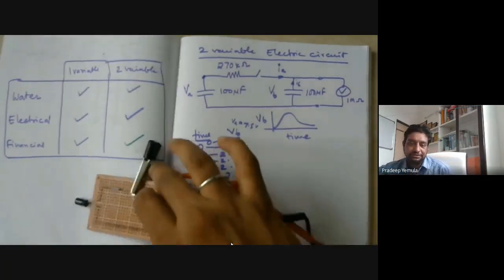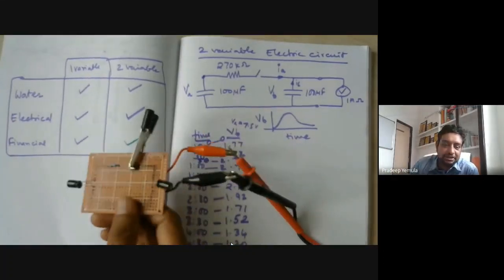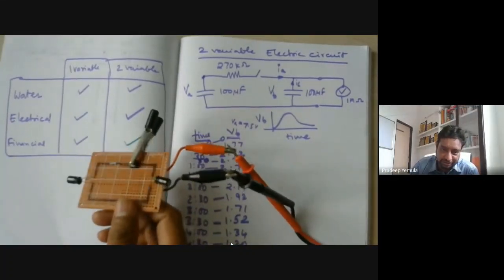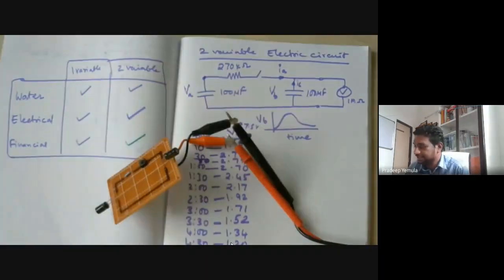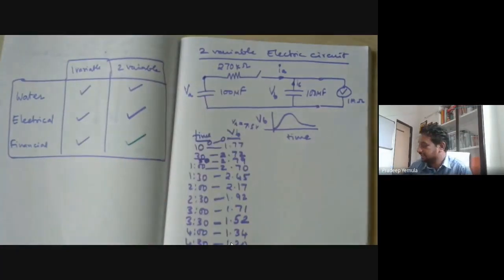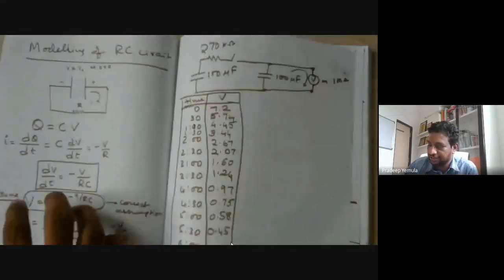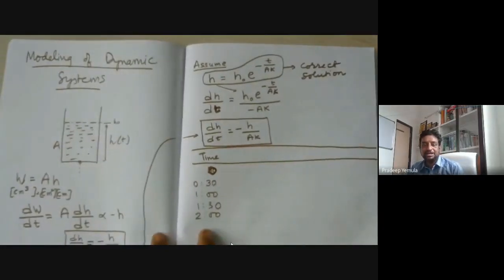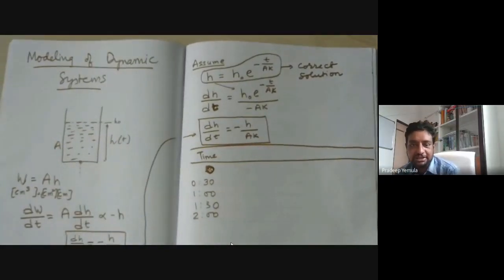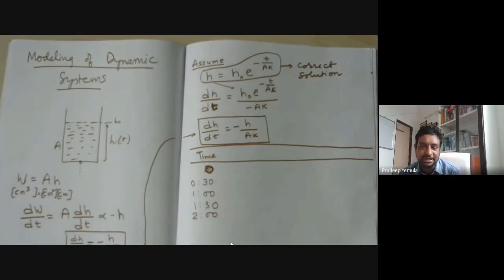Again, if you add one more capacitor to this circuit, you can do a 3 variable experiment also. I encourage you to try doing that, and it will be again very interesting, and you will understand real analysis of this topic. If I go back to the overall topic, modeling of dynamic systems, we did not learn any new tool today. Whatever we already know, we try to apply it and do some experiments and match the calculations with the experimental results. That's what we try to do.